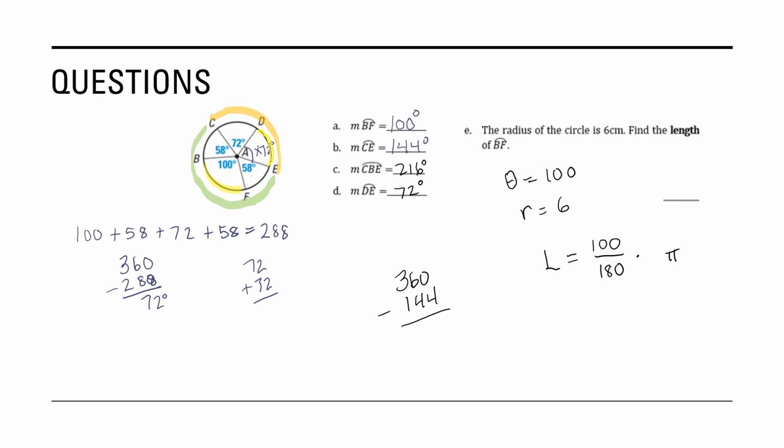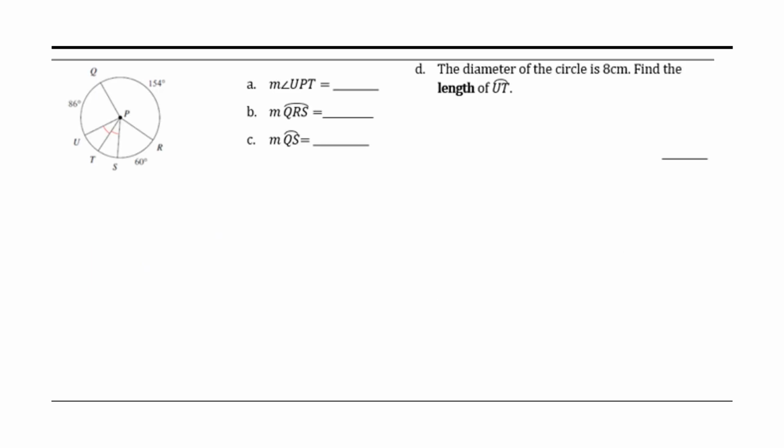So I'm using that reduced form of the arc length formula, which is theta over 180 times pi times the radius. I can divide 6 into 180 and I get 100 divided by 30 pi. I can divide both 100 and 30 by 10, so I get 10 over 3 pi. I'm happy with leaving the answer as that, 10 over 3 pi. The units would be centimeters because I have a radius in 6 centimeters. I could also grab a calculator and have that as a decimal. It wouldn't be wrong. Okay, moving on to the second example.